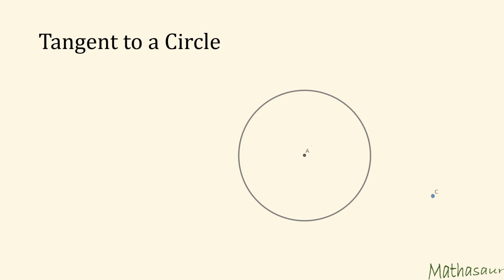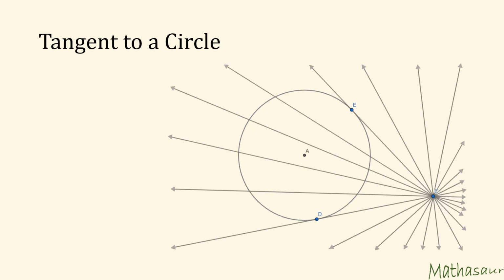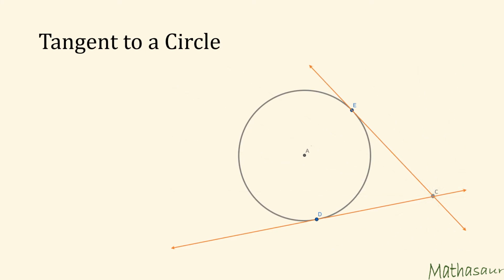What if this point C was outside the circle? How many tangents could we draw now? Note that there is one line passing through C that touches the circle at point D. And there is another line that touches the circle at point E. So we can see two tangents from the point C on the given circle, tangent CD and tangent CE.